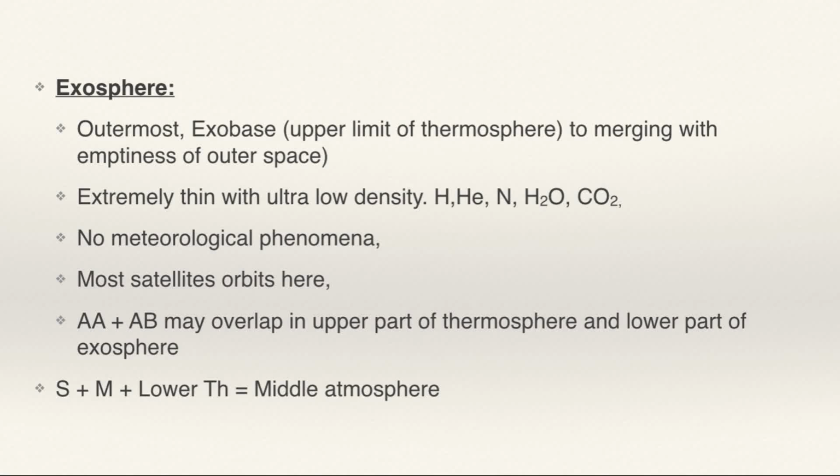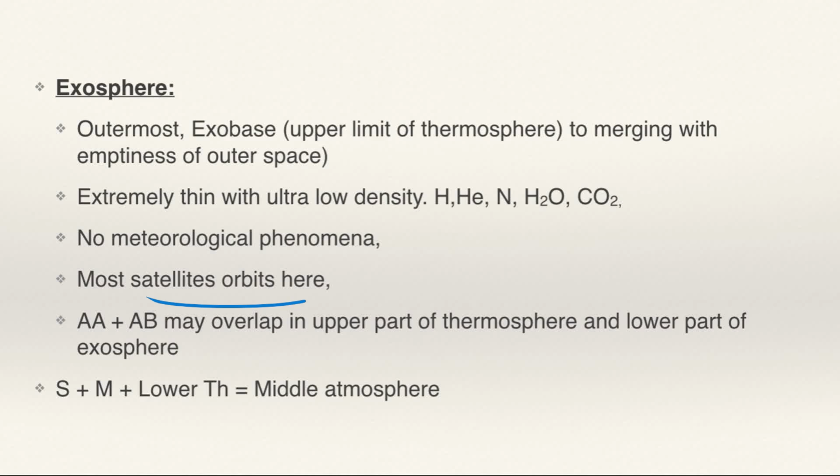Now the exosphere is the outermost one. The exobase is the upper limit of the thermosphere, merging with the emptiness of outer space up to 10,000 kilometers. Extremely thin, obviously, it's just like space with ultra low density of hydrogen, helium, nitrogen, water, carbon dioxide. There is no meteorological phenomenon here. Most satellites will orbit here. They will not go into space, but here.